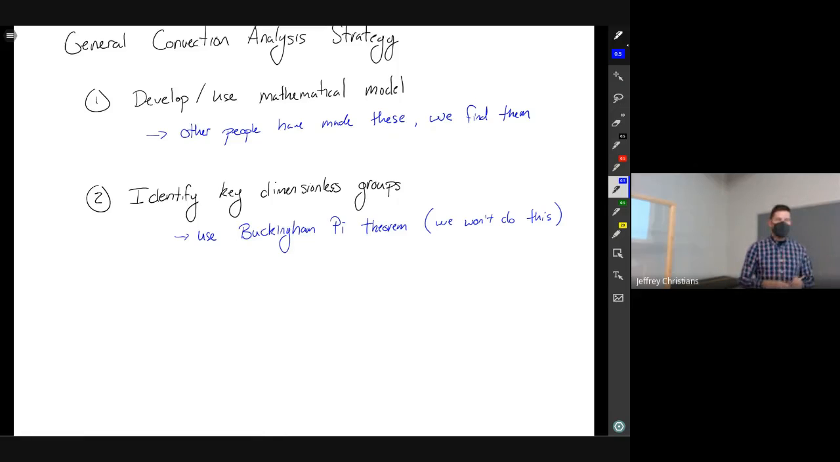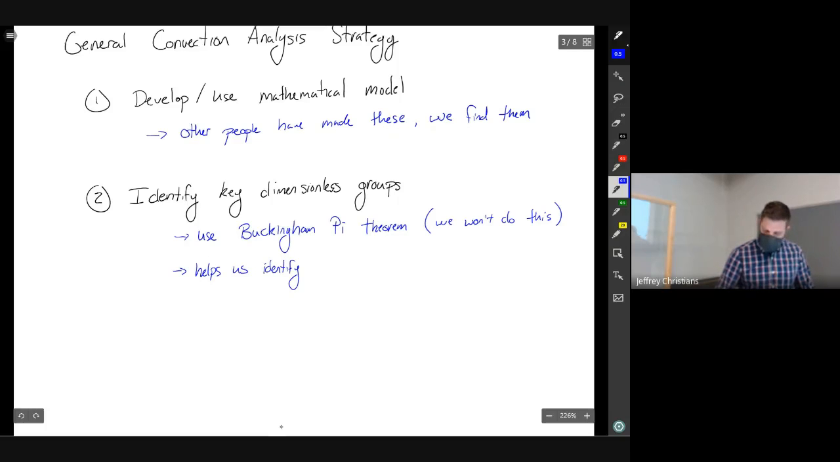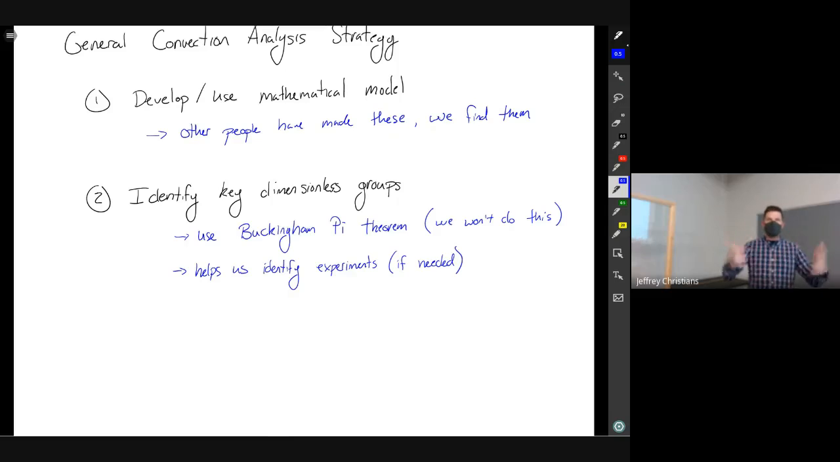If you come across a problem where you're not sure what the important physics is, this is a way to systematically figure out not only the important physics, but what the important groups of parameters are, like Reynolds number and Nusselt number and Prandtl number. Where do all these things come from? How do we figure it out for a new problem where we're not exactly sure what's going on? This helps us identify experiments, if we need to do them, or we can use that as a tool to understand how somebody else's experiments are going to translate to our system.